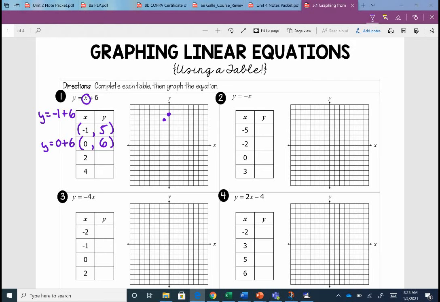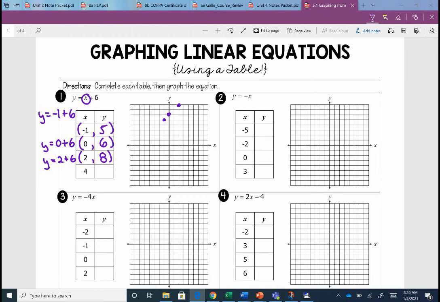Our next input for x, according to our table, is 2. So y equals 2 plus 6, and we do get an 8 for our output. It's totally fine if you need to make it look like an ordered pair like I am up here, if that helps you. All right, let's see if 2, 8 fits. So we go 2 on the x, 1, 2, 3, 4, 5, 6, 7, 8 on the y.